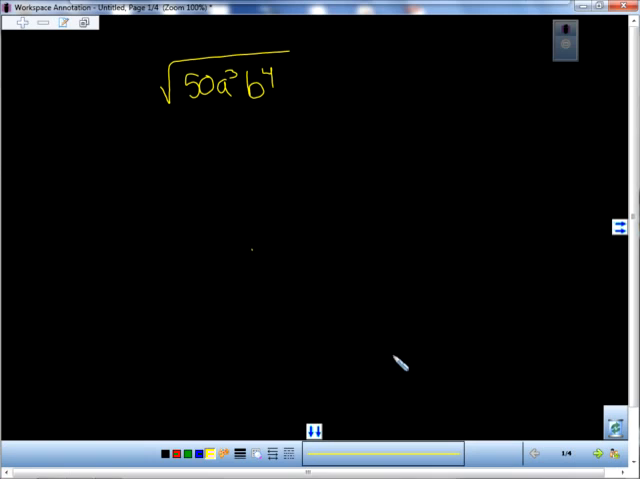No. If you take 7 times 7, you get 49. 8 times 8 is 64, but there's nothing that gets us to 50. So I have to break down 50 with a factor tree. If this is a square root, how many of a particular number do I need? I need 2, right? I need a pair.